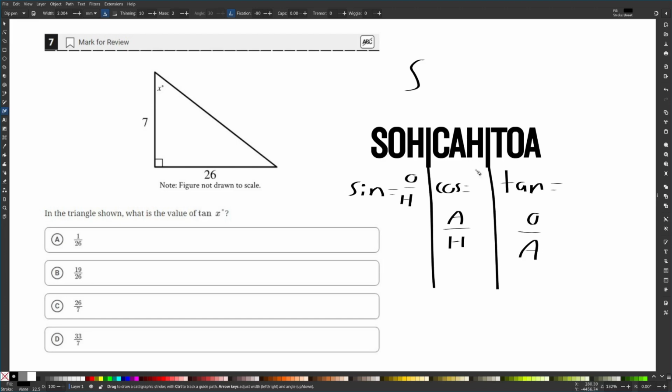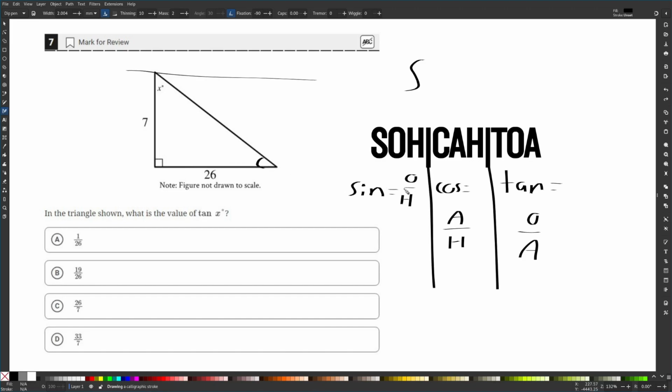And let's quickly review what each of these letters means. Okay, so the O means opposite. It means what side is opposite to this angle. So we have an x here. What would be opposite to it would be this 26. If we had an x here, we would just look the other way, and this would be our opposite.